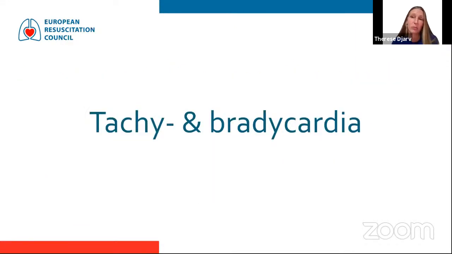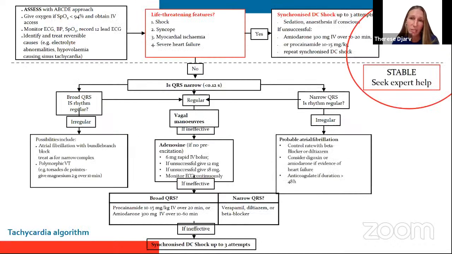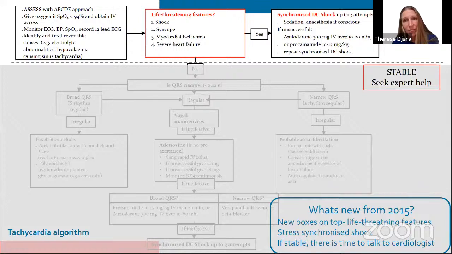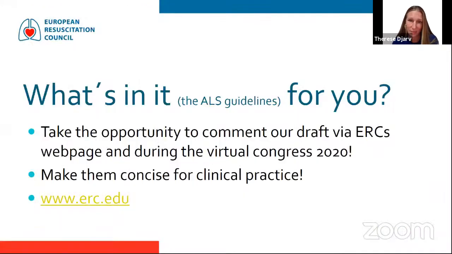There are also more algorithms, the tachycardia and the bradycardia algorithm, and you can read them. What I want to stress with this one is that we separate tachycardia based on whether the patient is stable or unstable. If they're unstable, we need to fix it quickly. Otherwise, we have time to talk. And I think that's a short summary of the guidelines.